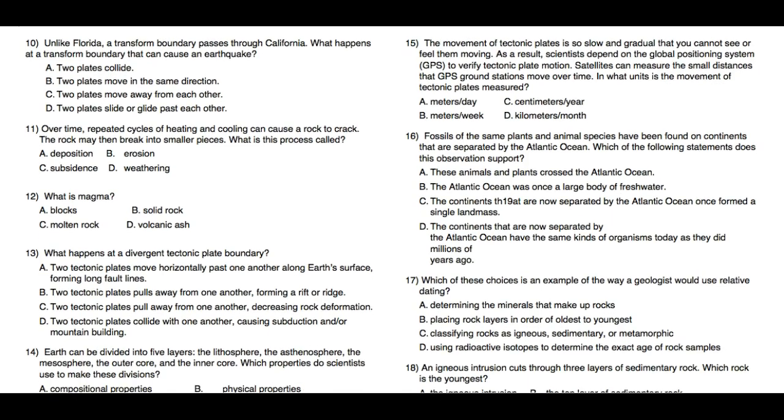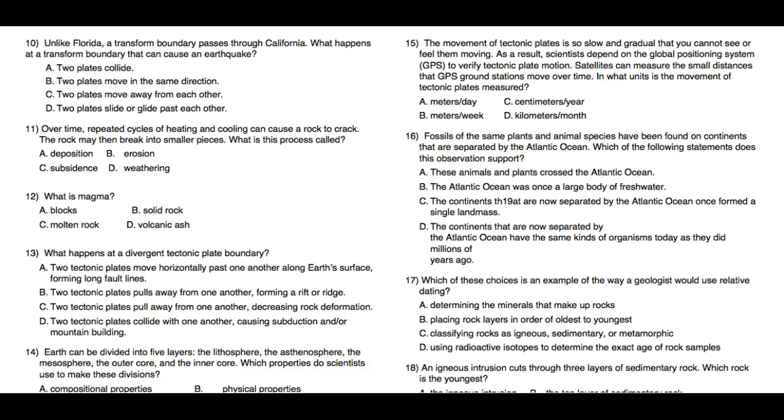Question 10. Unlike Florida, a transform boundary passes through California. What happens at a transform boundary that can cause an earthquake? A. Two plates collide. B. Two plates move in the same direction. C. Two plates move away from each other. D. Two plates slide or glide past each other.